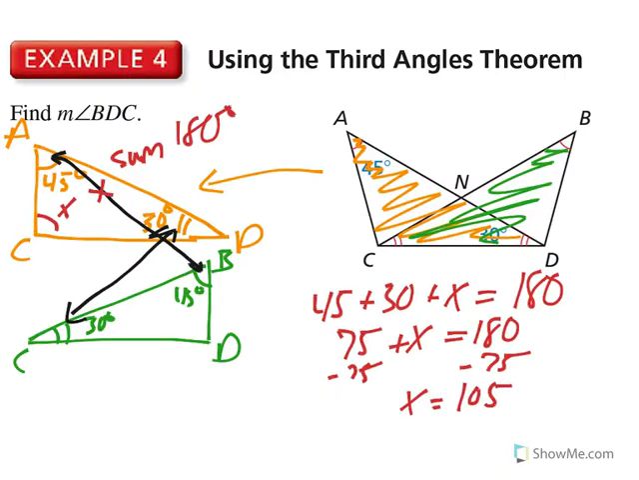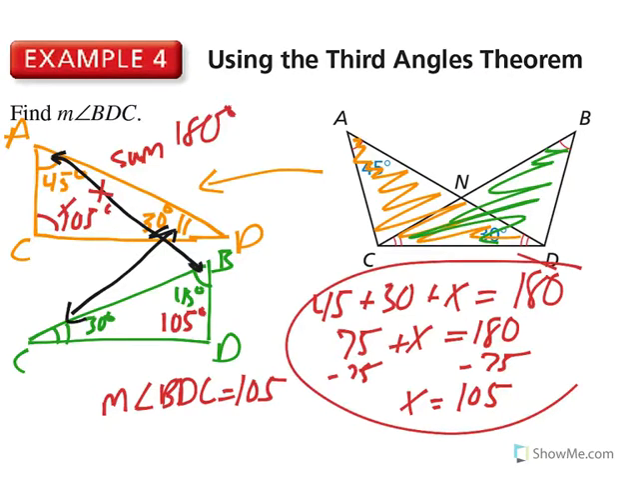Third angle theorem tells me since this angle equals 105 degrees, it's the third angle in my first triangle, then since my other triangle has the same two angles, the third angle in it also has to be 105 degrees. So that means that the measure of angle BDC is equal to 105. And if I tried to solve for that, then it would look just like the work that we did over here. It's the same exact triangle angles, and so my third angle is going to be exactly the same.